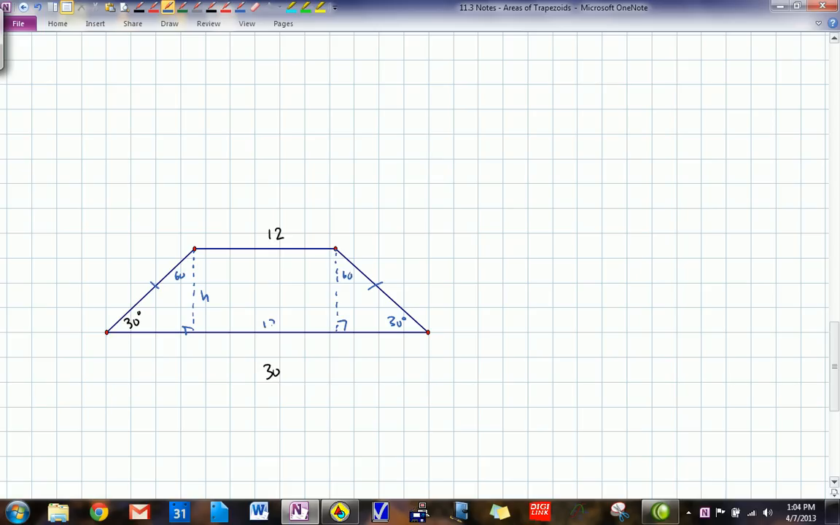If that top part is 12, then this bottom part right here is 12, which would leave left over 18 for the two pieces on each side. So this would be 9, and this would be 9, right? 9 and 9 is 18, 18 and 12 is 30.